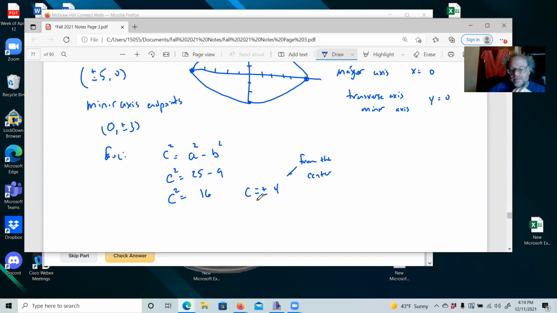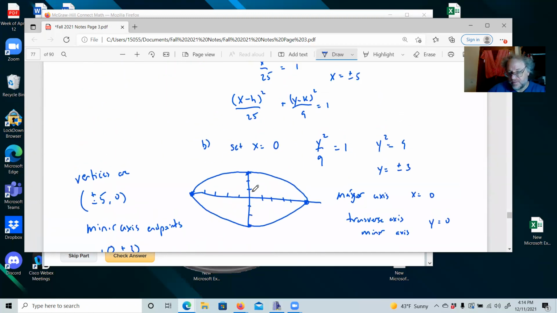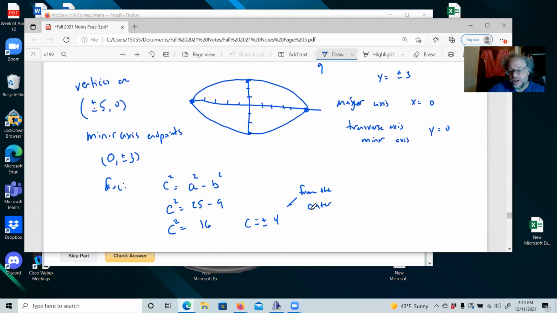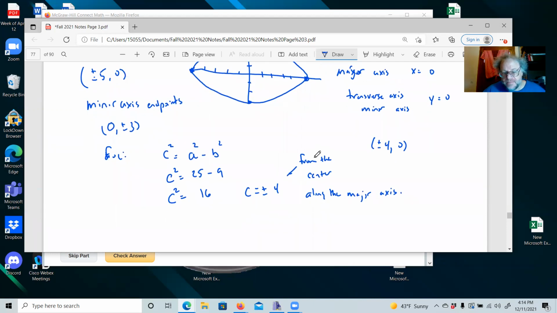Okay, so if you have an ellipse that's off somewhere, the foci are going to be plus or minus 4 from the center along the major axis. Yeah, it's a lot easier to do in practice and make a picture than it is to explain in words. But the foci are going to be plus or minus 4, 0. Okay, so whatever you come up with here, it's along the major axis, from the center. Okay, so there we have that.